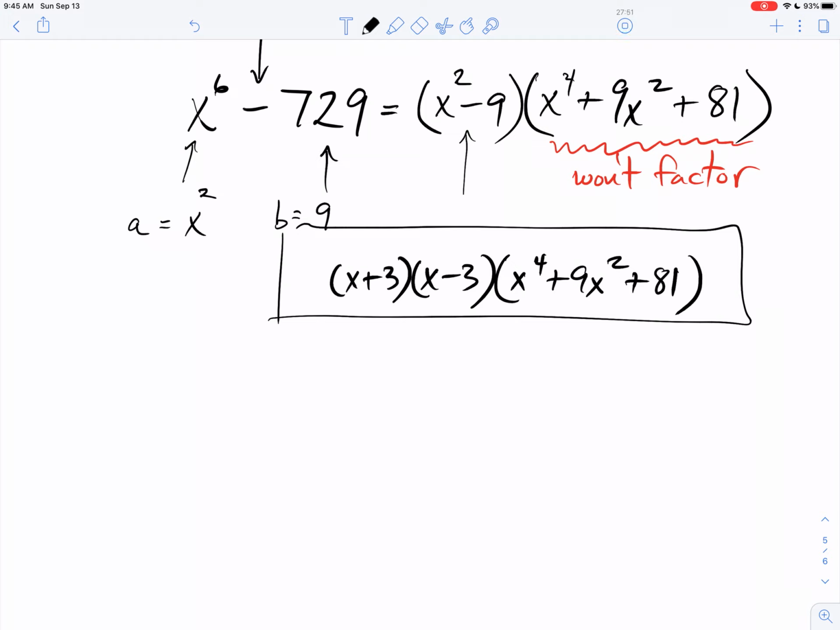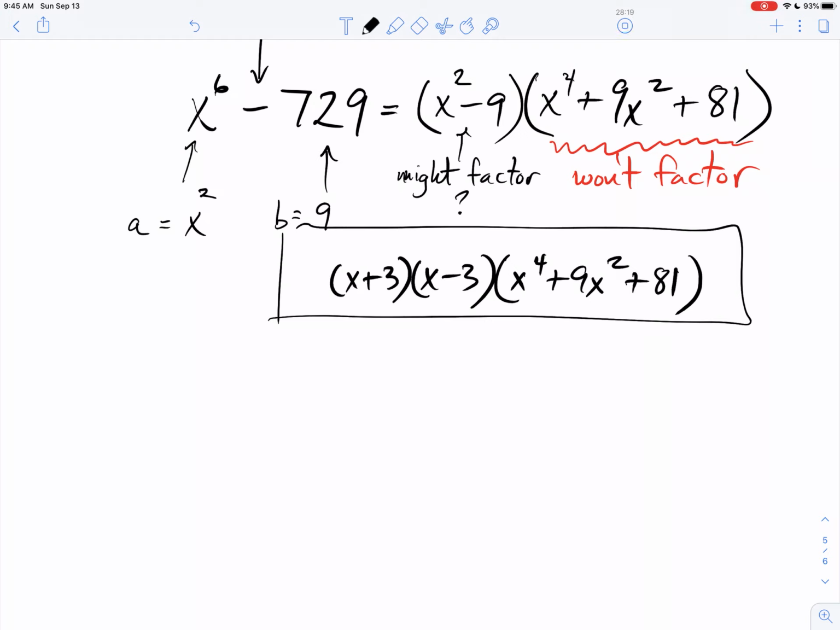So, let me just remind you here that this part right here, oh, come on, I'm trying to write really small, might factor. It might. You don't know. The second part, no way. There's no way you can factor the second part. But the first part, you got to be careful because it might factor on you.